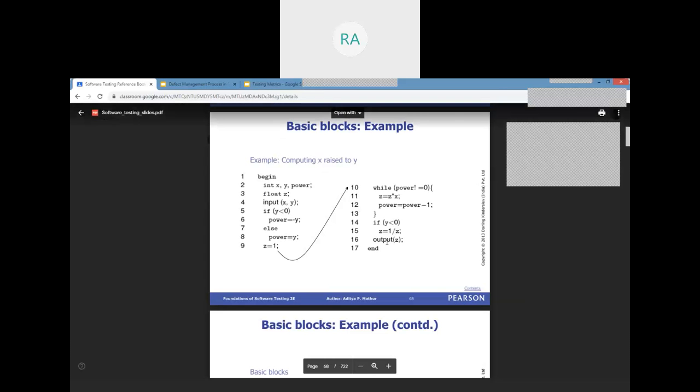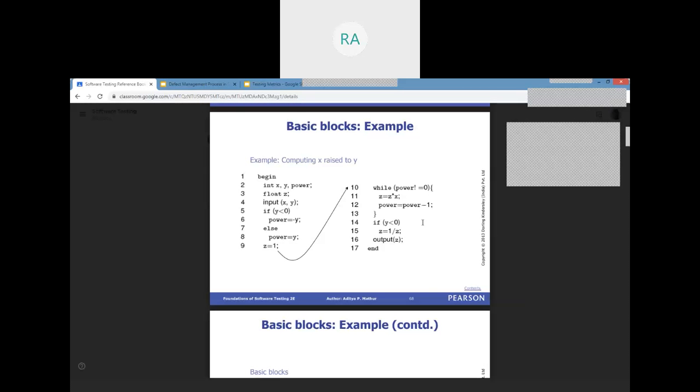See, I have written begin and I have written end. There are three variables x, y, and power, and one of the type float. I am going to input two variables, values for x and values for y. If the y value is less than 0, then power is going to be minus y. Otherwise, power is going to be the y value itself. And I have written the logic of how to compute this x raised to y. This is simple. Everybody knows about writing code for the computation of x raised to y. The same logic they have implemented here.